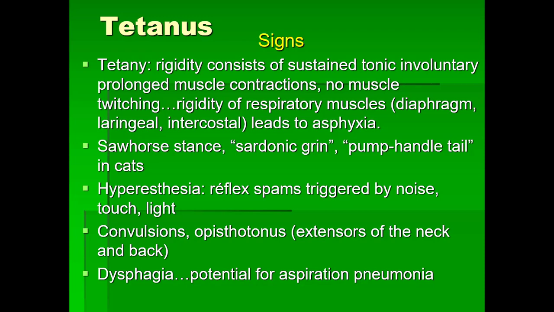Now you can pause this slide to read in more detail the clinical signs and their description. It includes tetany, sawhorse stance, hyperesthesia. We can also see convulsions. And there could also be dysphagia, particularly in horses, which is caused by paralysis of the laryngeal and pharyngeal muscles, and that could actually end up in aspiration pneumonia.